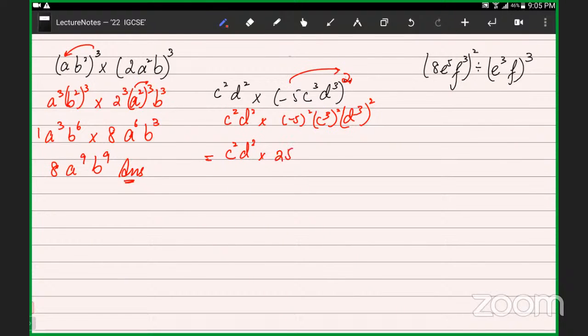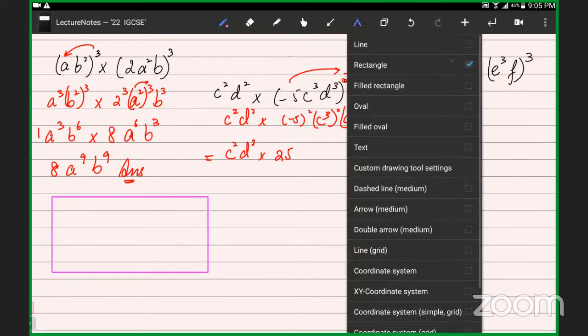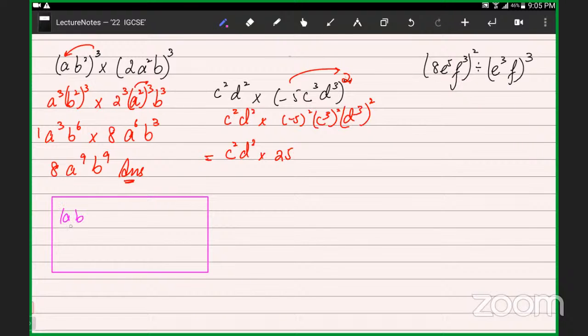Okay. In indices there is a rule that goes in this way: if ab whole power n, this is going to be a raised to the power n and b raised to the power n. So you see this power 2 will be distributed in all numbers. So 25 into c raised to the power 6, d power 3 and 2 gives 6. We know that power raised to the power: if it is a raised to the power m whole power n, what is the rule? Powers get multiplied. So it is going to be mn. Okay.